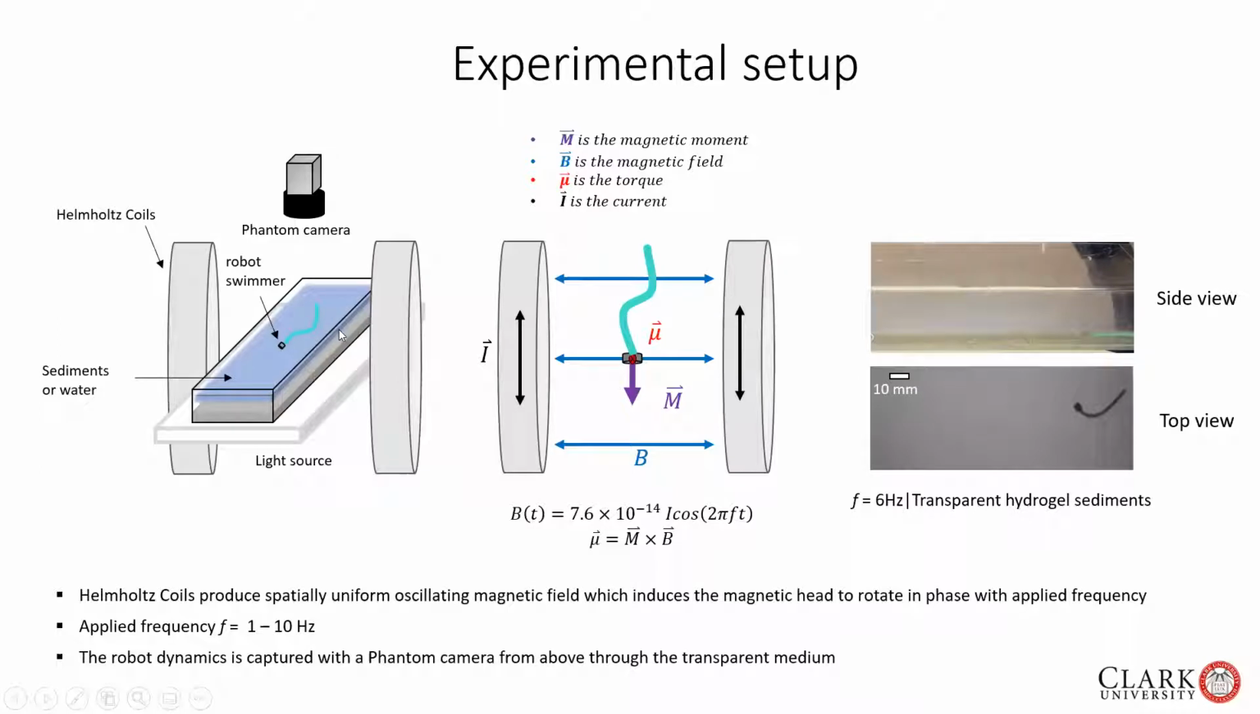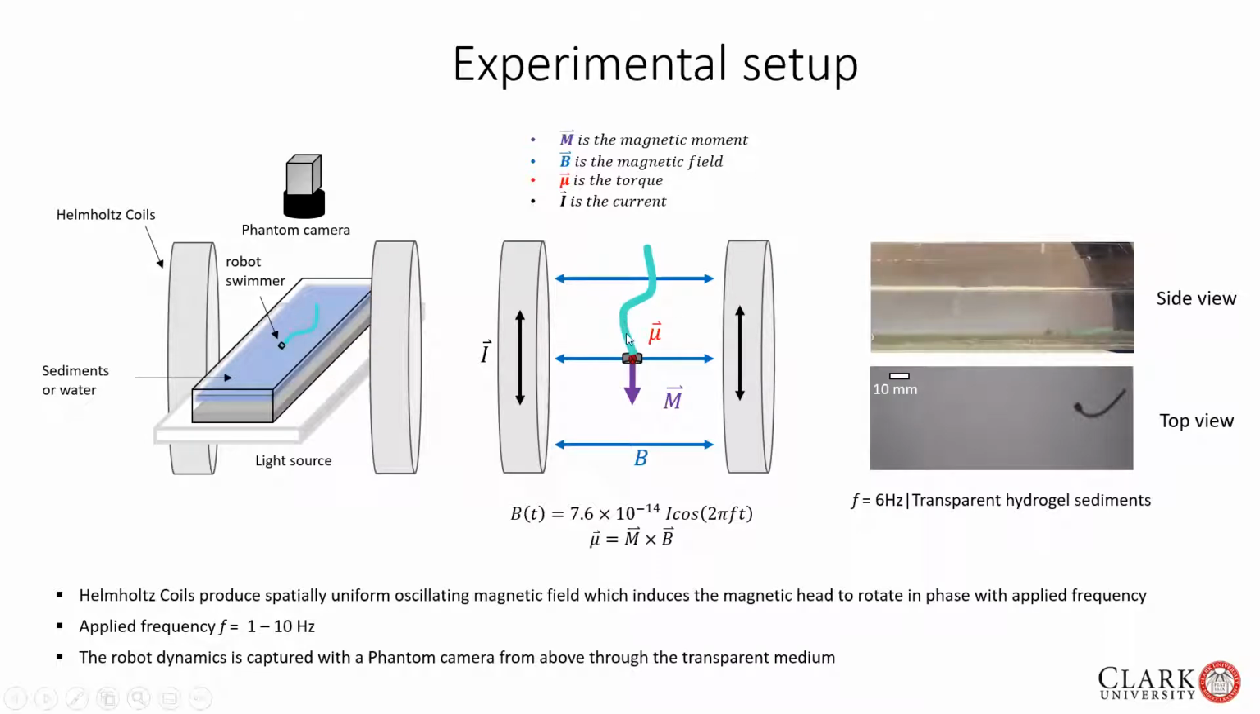Since the magnetic head is much denser than the sediment, the swimming happens at the bottom of the container, as you can see right here in the side view. The filament itself is nearly neutrally buoyant, so we can keep it sort of level with the head itself.